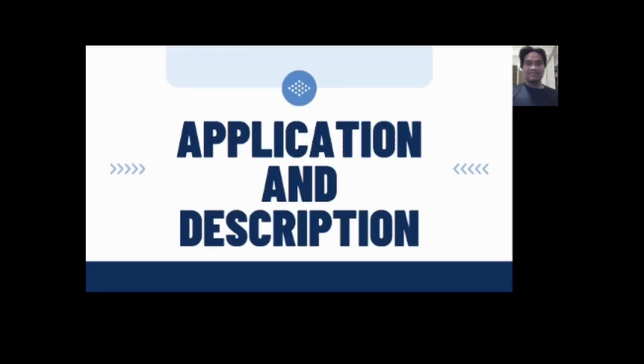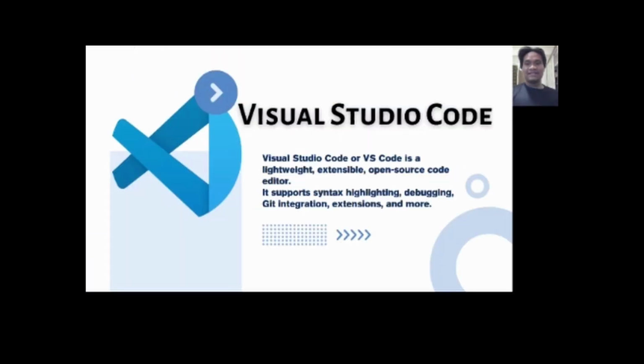Application and description. Visual Studio Code, commonly known as VS Code, is a lightweight, extensible, open source code editor. It supports syntax highlighting, debugging, Git integration, extensions, and more. It supports languages such as Java, JavaScript, PHP, HTML, C, C Sharp, and so on. And on to the next presenter.